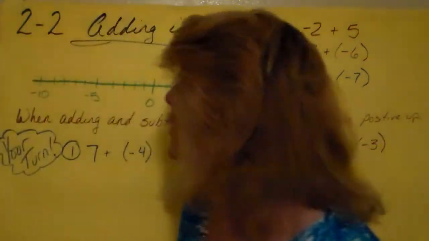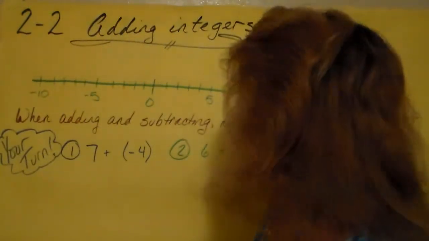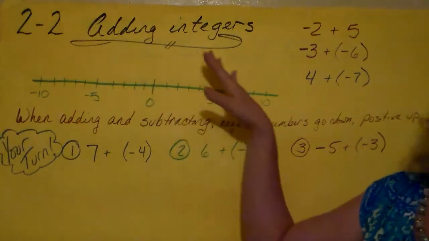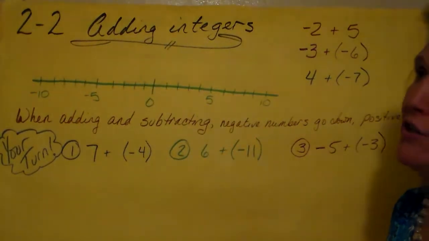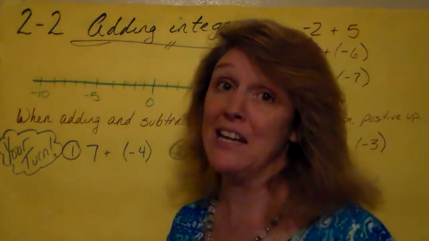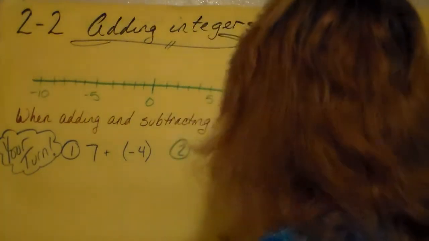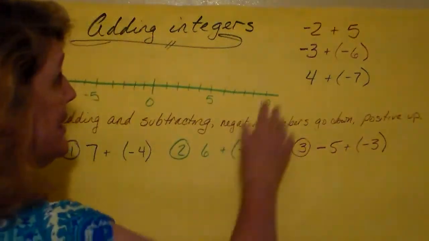Hello and welcome to Chapter 2, Section 2. Today we're going to talk about adding integers. Remember, integers are positive and negative whole numbers. So, it looks like this.